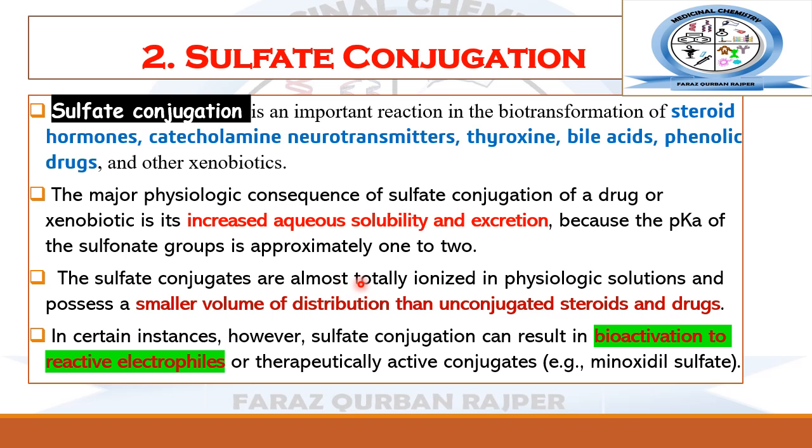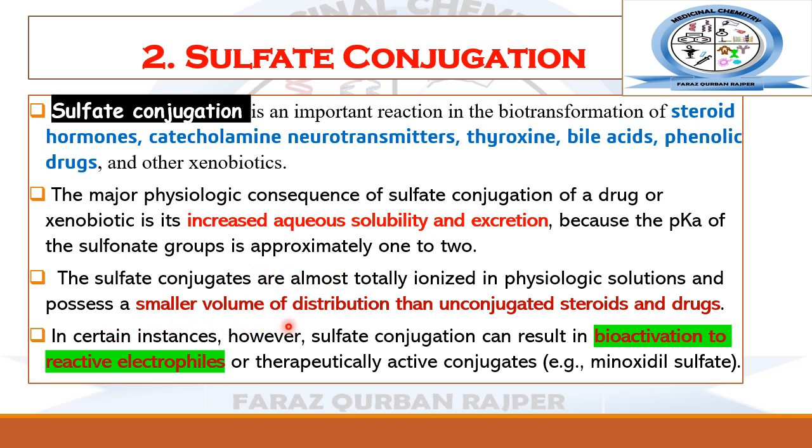The sulfate conjugate is ionized at physiological pH, and due to this it has a smaller volume of distribution than the unconjugated steroid. For example, a drug molecule going through sulfate conjugation has a larger volume of distribution before conjugation, because it is still in the non-polar form. Once it conjugates with the sulfate, it becomes a more ionizable form, and its volume of distribution decreases.